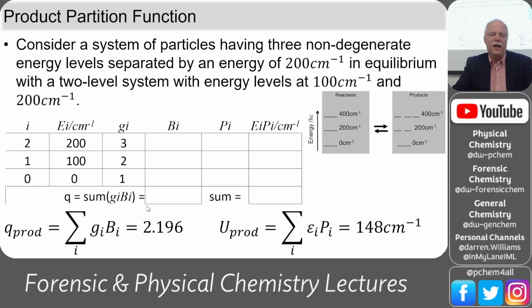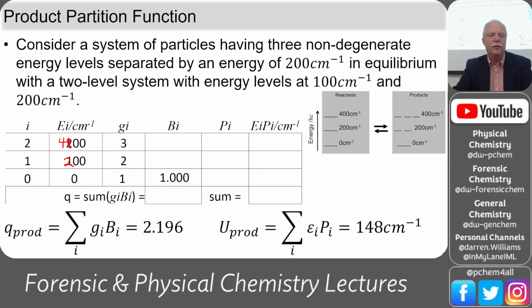So I like to do these in tables. We have the index numbers 0, 1, and 2. You can consider those quantum numbers. We have zero wave numbers of energy for the ground state, 100. Oh, it should be 200 and 400. Oh, look at that. This is a copy-paste error. I calculated with 200 and 400. And then the degeneracy 1, 2, and 3 going up.